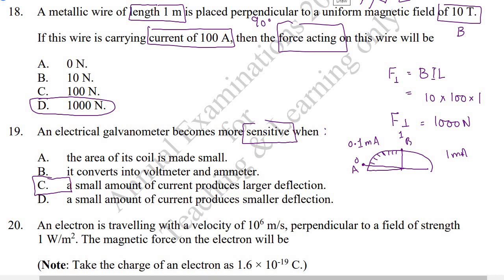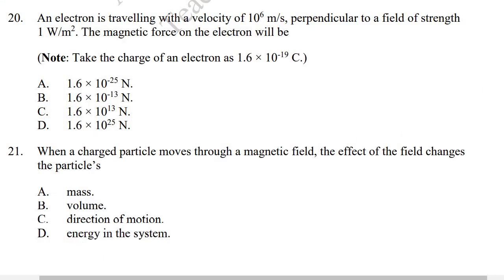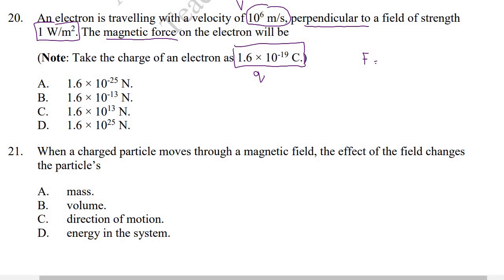Now let's see question number 20. An electron is traveling with a velocity of 10 raised to the power 6 meters per second. It is perpendicular to a field strength of 1 Weber per meter square, and we have to find the magnetic force on that electron, whose charge is 1.6 times 10 raised to the power minus 19. The force acting on a charge traveling in a magnetic field is equal to Q, V cross B. So the magnitude of the force should be equal to QVB. This is the same force that we applied in the previous question, which was BIL.